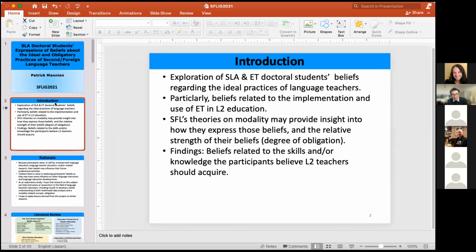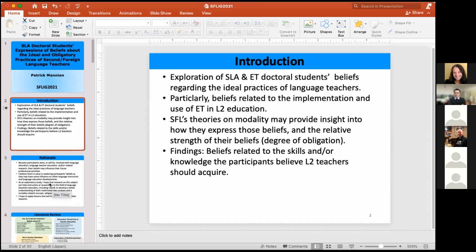So I won't read it. But this is my dissertation. I graduated a year ago, and my dissertation was on the beliefs SLA doctoral students had about educational technology and second language teaching in general. The data analysis was mostly a thematic analysis, but I did use a little bit of SFL theory. I used Unsworth's theories on image-text relations.